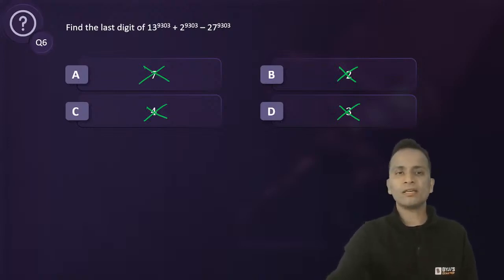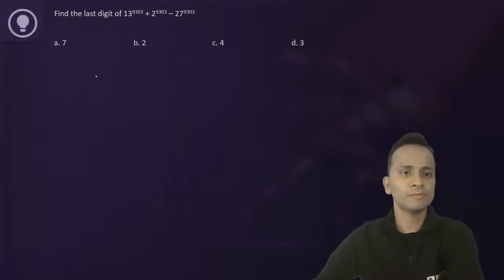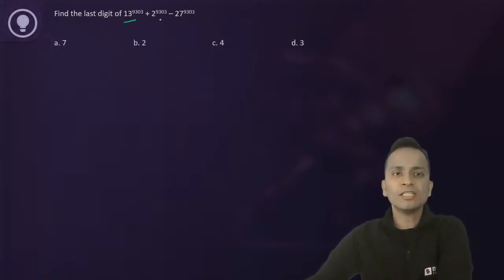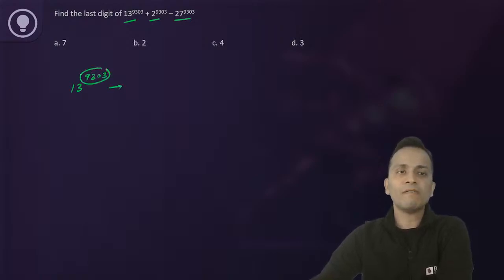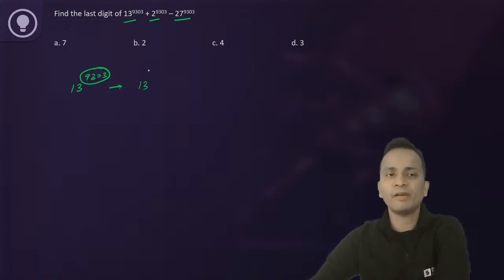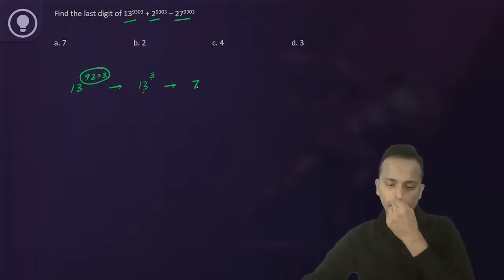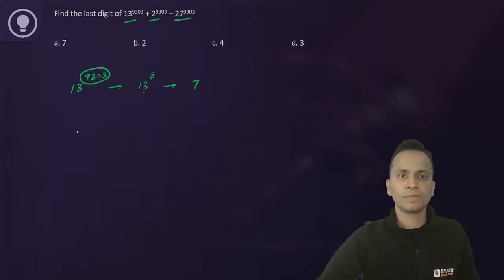Okay, now we need to calculate the unit digit. I'm ignoring the options. Now to calculate the unit digit, we'll calculate the unit digits of each of these numbers separately. So first of all, 13 raised to the power 9303. I'll divide the power by 4. Like I told you, the cyclicity is always 4. So divide the power by 4 and write the remainder. 9303 when divided by 4, the remainder will be 3. So here the unit digit will be 3 raised to the power 3, that is 7. Okay, so 7 is the unit digit in the first case, right? Then 2 raised to the power 9303.